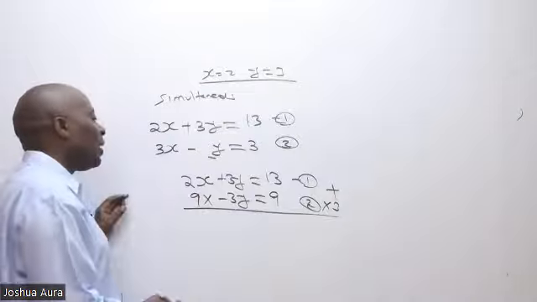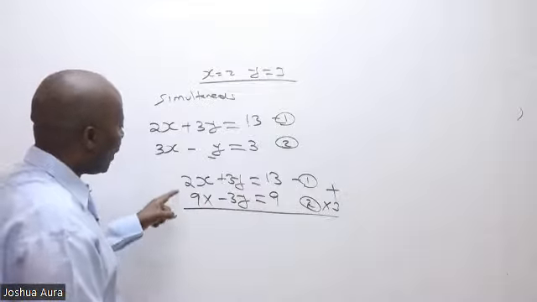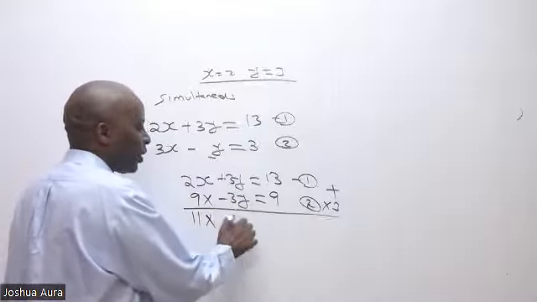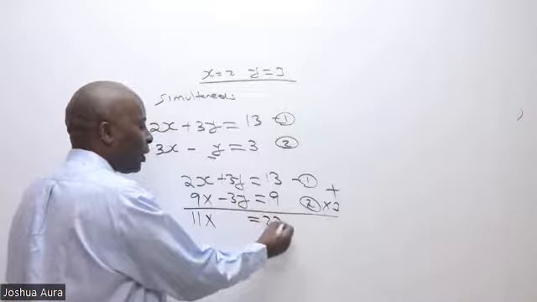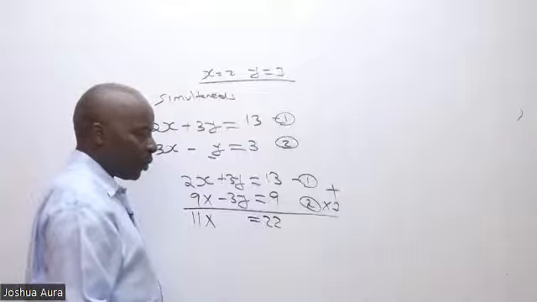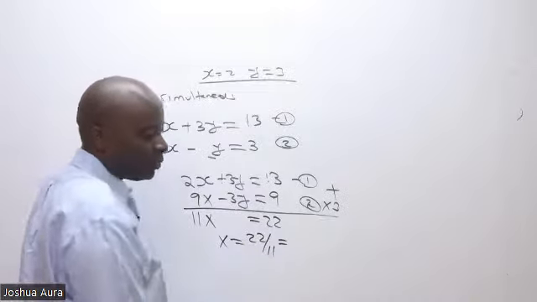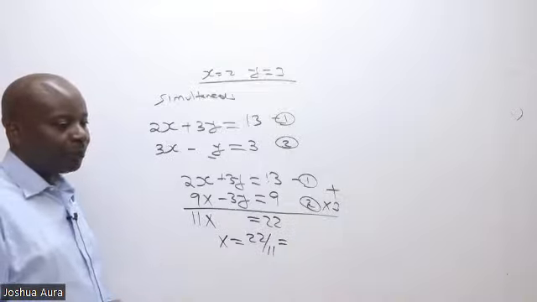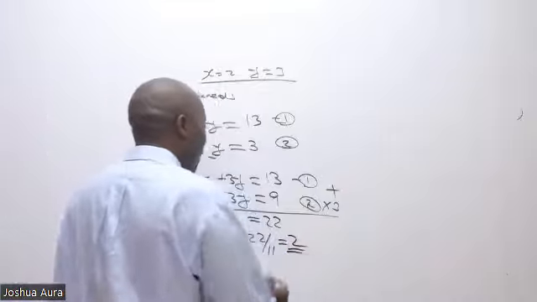So, ladies and gentlemen, then if we were to add here, we shall get 2x plus 9x, giving me 11x. This disappears, which was our objective. 13 plus 9 gives me 22. Right? And then my x will be 22 over 11. So 22 over 11 gives me what at the end of the day? Somebody talk to me. That x equals who? X equals 2.